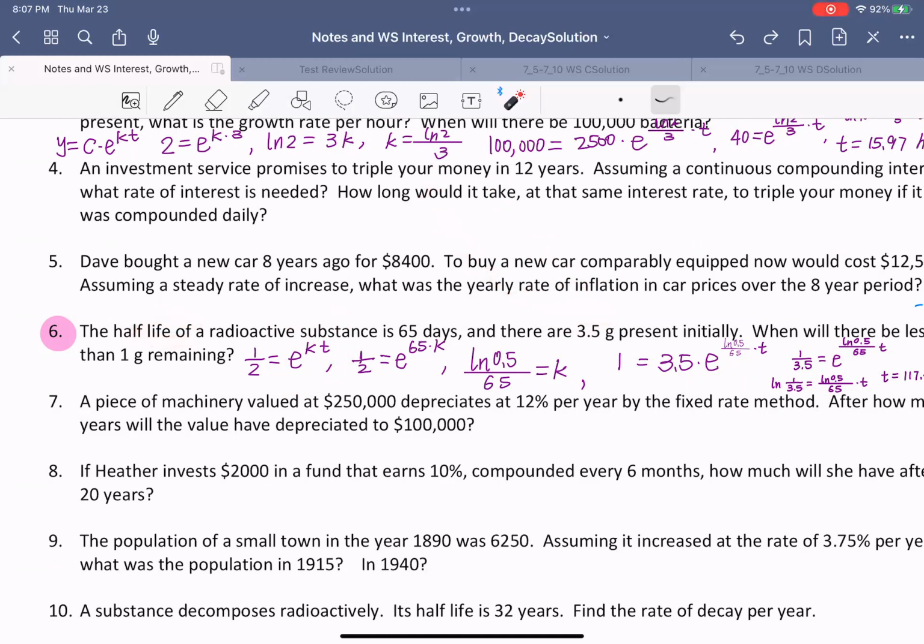Half-life means after 65 days, you only have 1/2 left. If originally you have 100, after 65 days, you only have 50. So 50 over 100 is 1/2. 1/2 equals this. And when you have this, you do the ln for both sides. So ln of 1/2 is ln 0.5. Ln 0.5 equals this. You divide by 65, you have the k. K is the decay rate. You don't say it's a constant rate. No, it's an exponential decay rate.